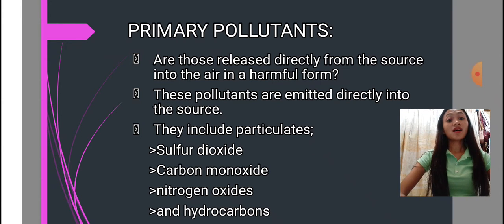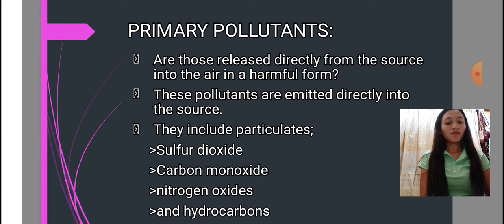Next is the nitrogen oxides. They are emitted directly by autos and industry. And lastly, the hydrocarbons. A hydrocarbon is an organic compound consisting entirely of hydrogen and carbon.